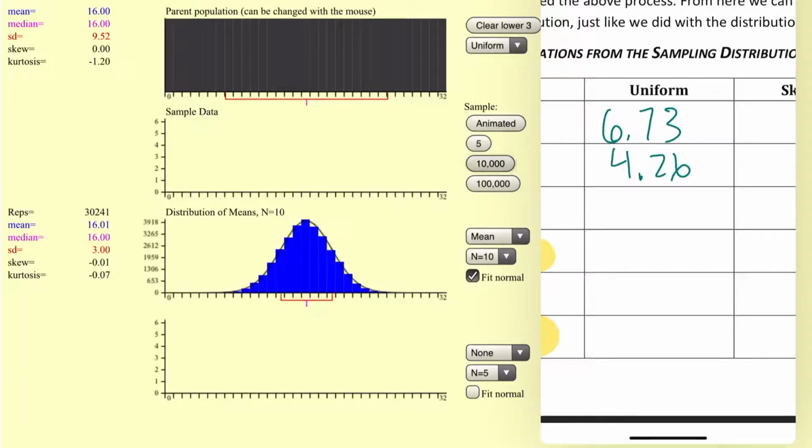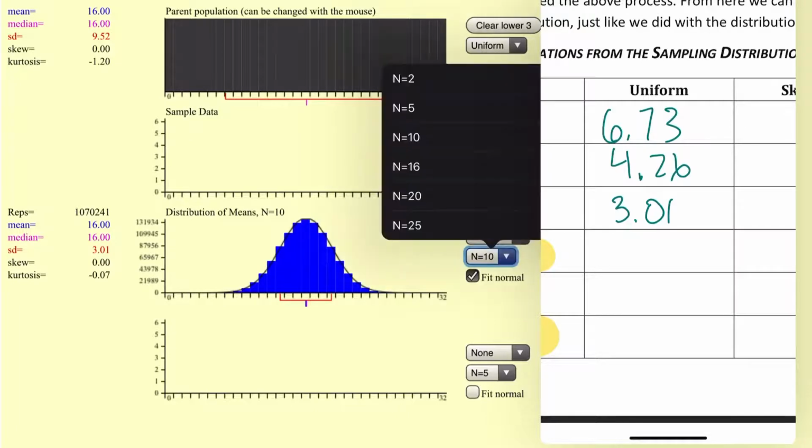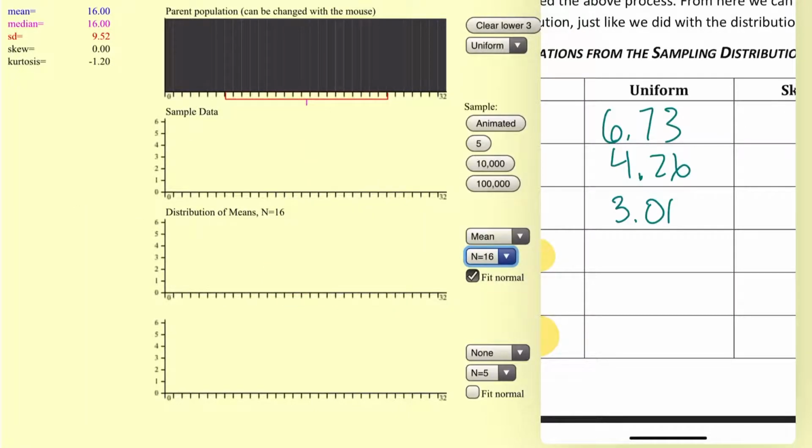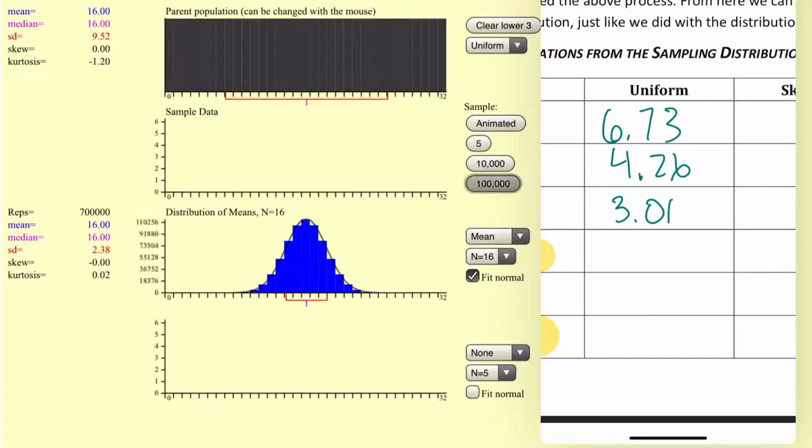Now let me speed it up and do 100,000s. And yeah, after about 1,000,000 times, does a pretty good job. It actually fits that normal model pretty well. We have a standard deviation of 3.01. All right, let's jump up to sample size 16. All right, so there's my sample size 16. After 1,000,000 of them, my standard deviation is 2.38.